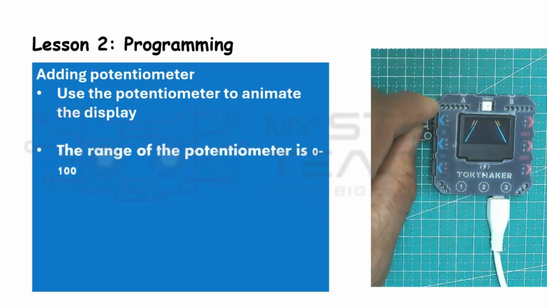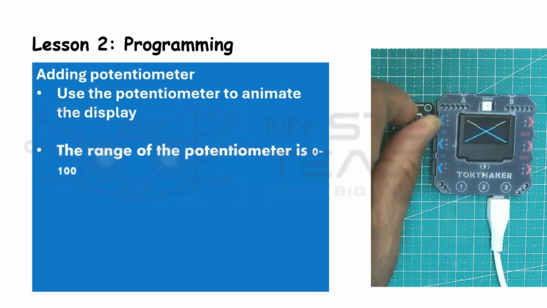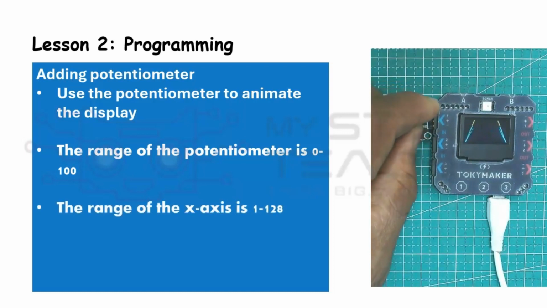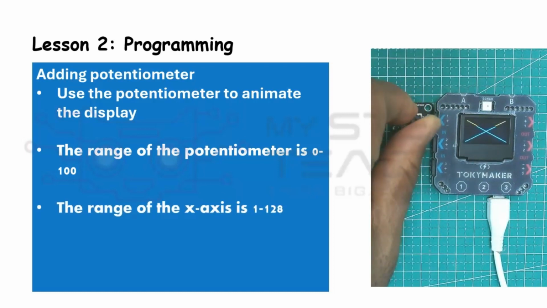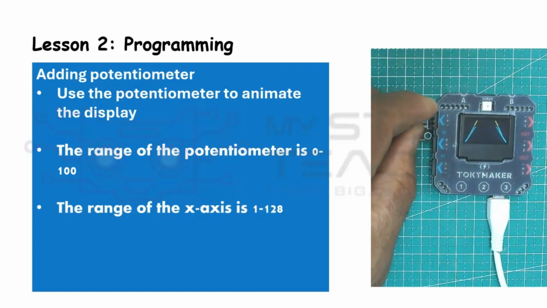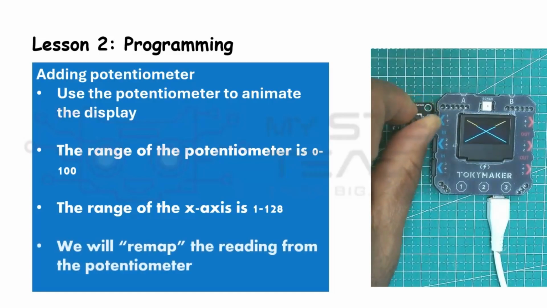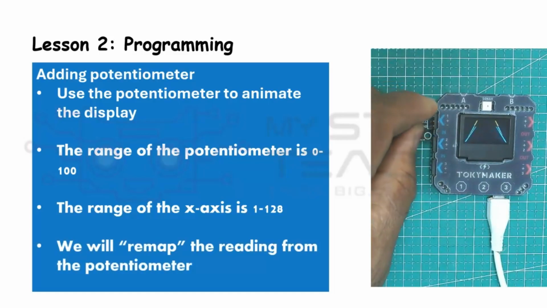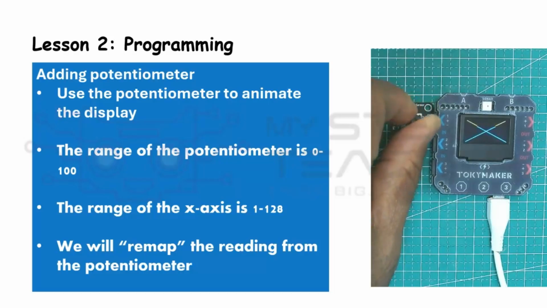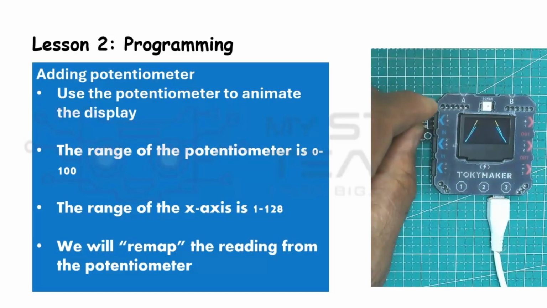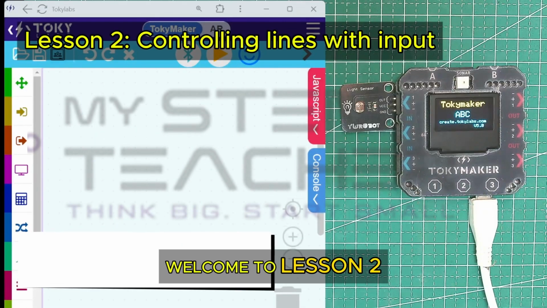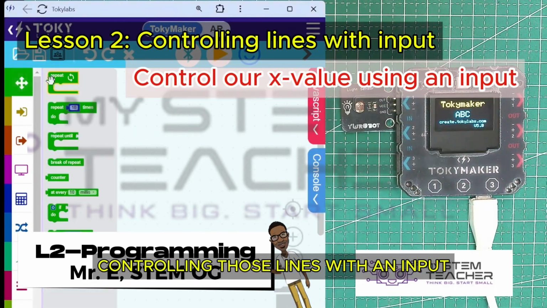Now remember, the range of our potentiometer or light sensor is 0 to 100, but the range on our x-axis is 1 to 128. Therefore, we're going to have to remap or map the reading from the input device to match that of our x-axis. Welcome to lesson 2, controlling those lines with an input.